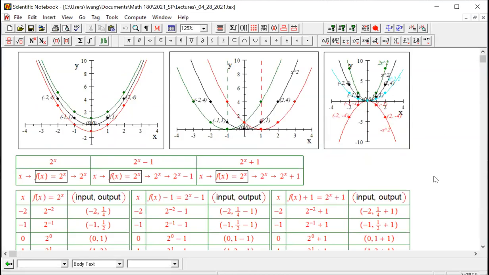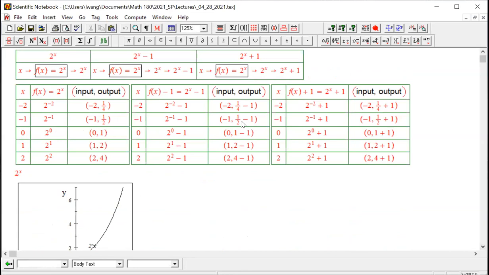Do you follow me? Okay. After the power, subtract 1. After the power, adding 1. So it's been reflected on the output alone. If the input doesn't change, only the output changes. See that? Only the output changed. Input didn't change. So that's why you're going to see the vertical shift.